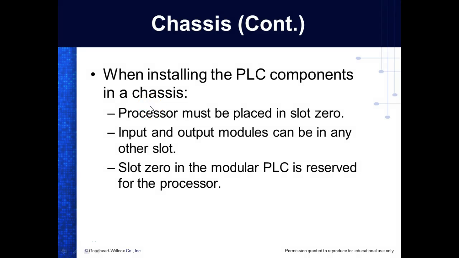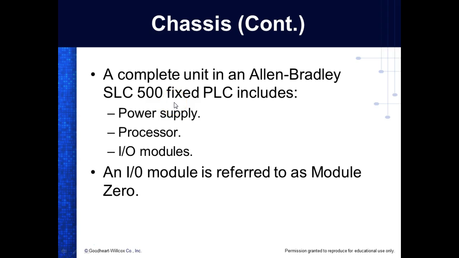When installing the PLC components in the chassis, the processor must be selected in slot 0. Input and output modules can be in any other slot. Slot 0 in the modular PLC is reserved for the processor. Now, fixed PLC, the processor has no slot, right? You understand that? Because the processor is actually part of the unit. A complete, say, power supply, processor, and then modules. They say I/O modules, but literally you can buy all types of modules that go out there besides I/O. Okay?